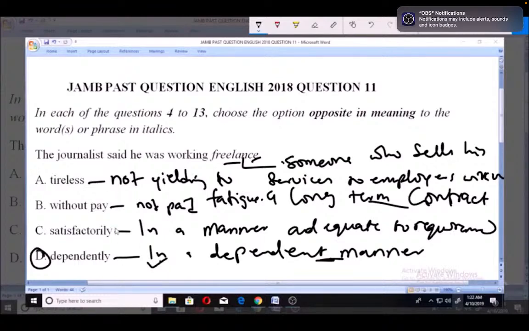All these others don't have much to do with freelance. Because tireless simply means you're not yielding to fatigue. Without pay simply means you're working for free. Satisfactorily simply means that you're working in a manner that is adequate for the job. But dependently is the direct opposite. That's why option D is the right answer for this. Thank you.